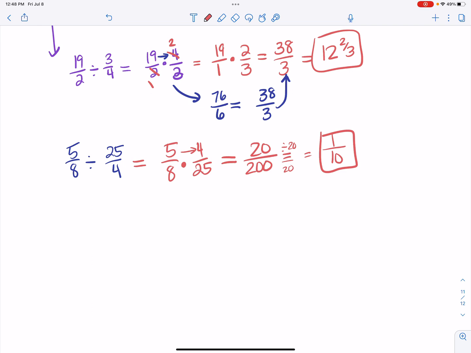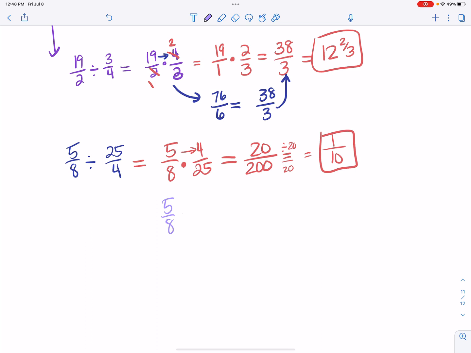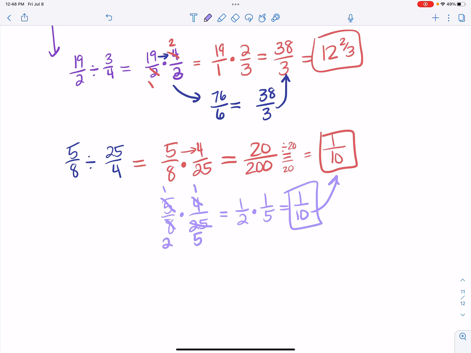Okay. Now, from this line, I'm going to bring this line down right here. I may have noticed that 5 goes into 25 5 times, and 4 goes into 8 twice. So this is really 1/2 times 1/5, and now I go straight across, it's 1/10. So you get the same answer, whether you cancel before or after.